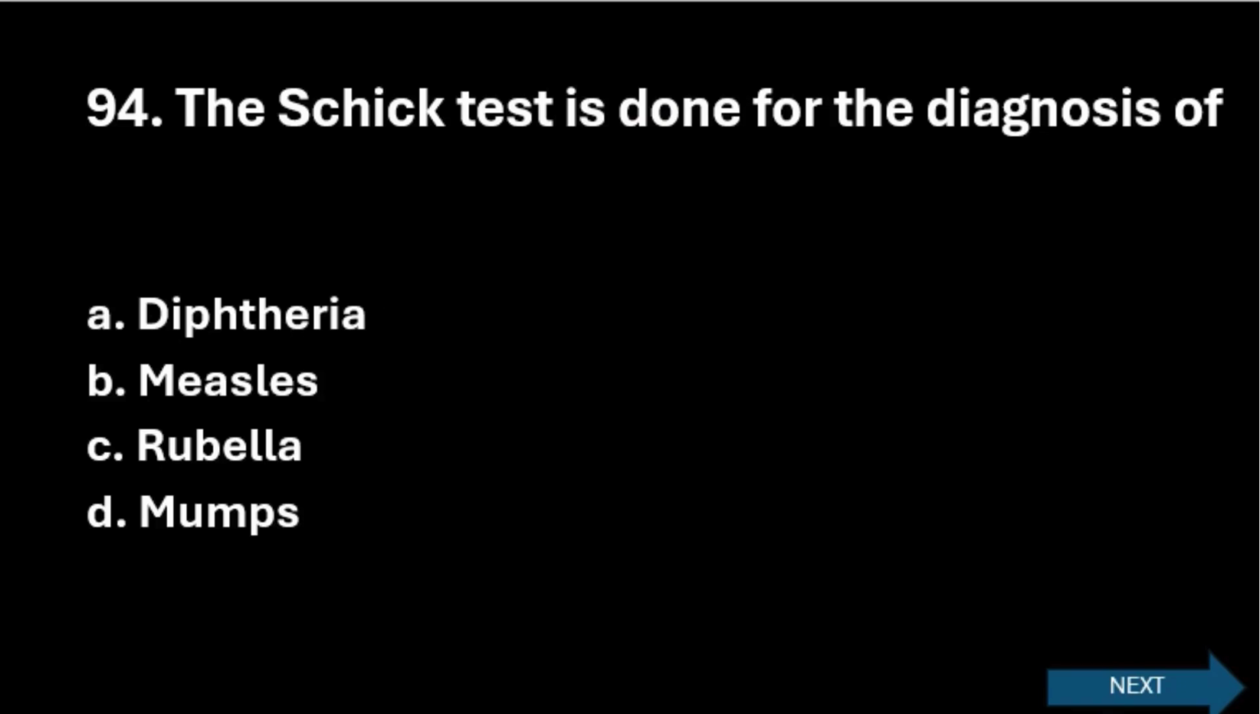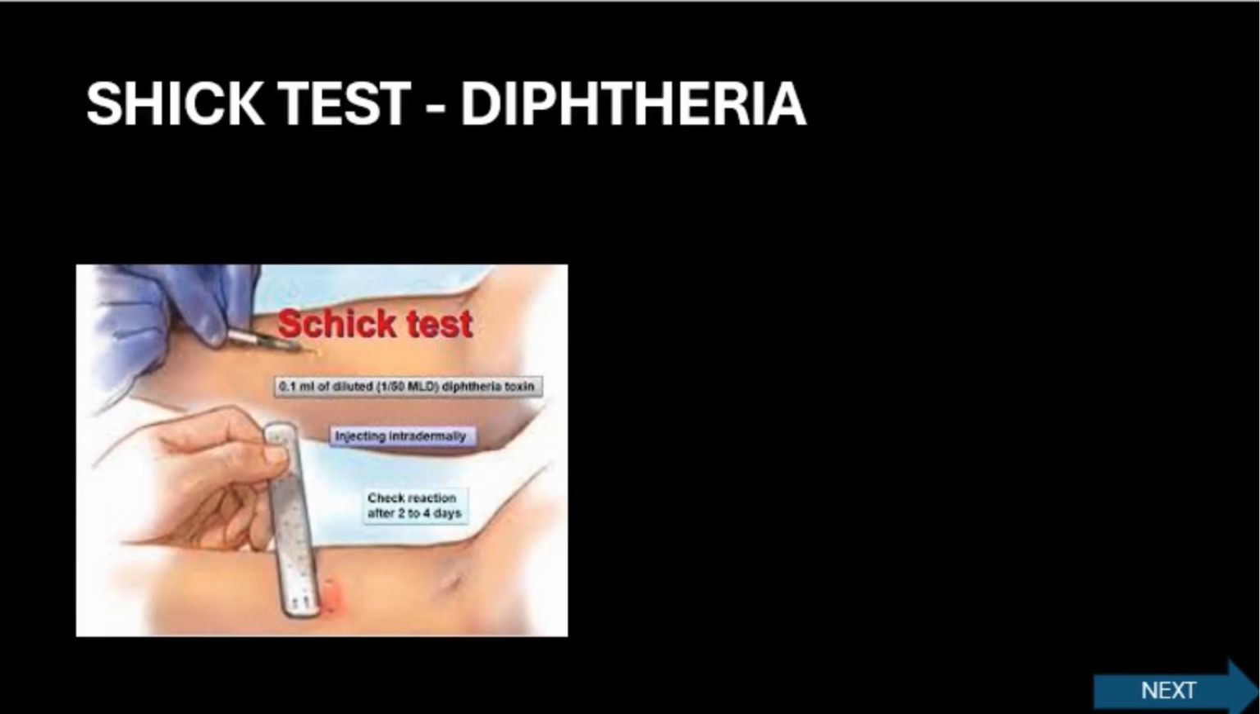The right option here is option A, diphtheria. The sixth test is for diphtheria, and the other tests we have already seen: VMA, then VDRL, Vidal, and all we have already seen.